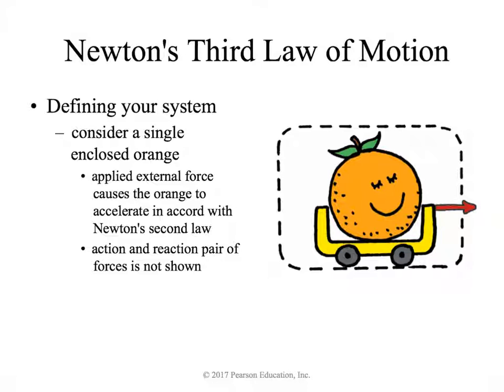Okay, now there is one thing that can be a little bit confusing about this idea, and I wanted to go over it. And so we have this idea here, we have this single enclosed orange, and there is an applied external force that's causing the orange to accelerate. We know Newton's second law. If you apply a net force, there's going to be an acceleration. And here we're not showing an action-reaction pair because we only have that force acting on the orange. We don't know what the orange is pulling back on.